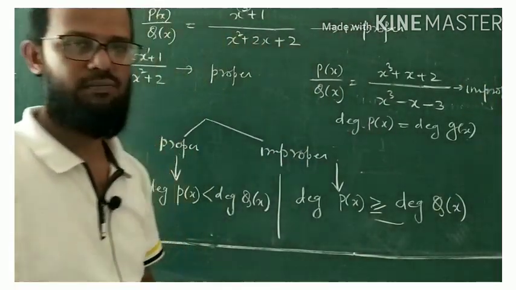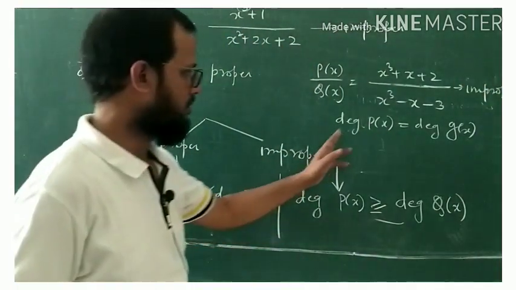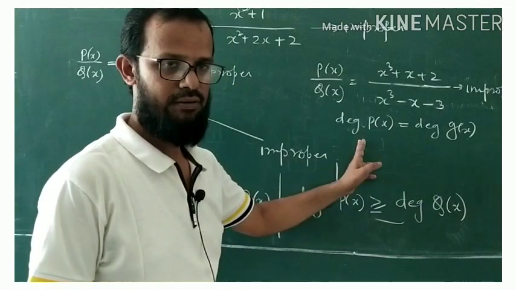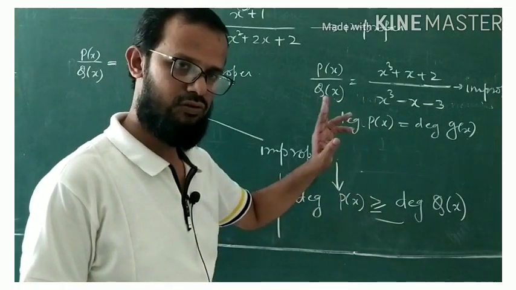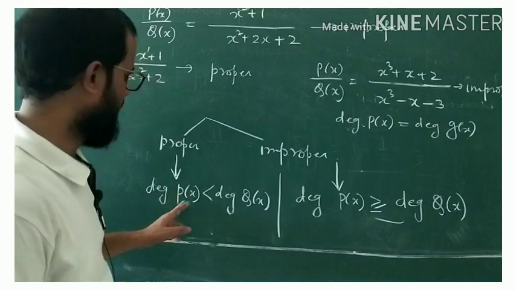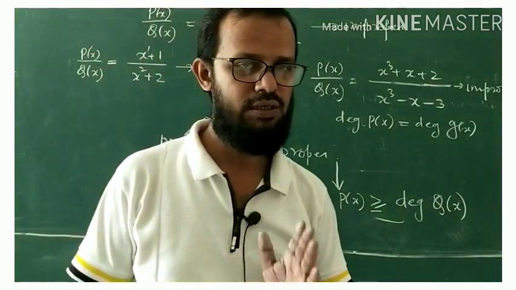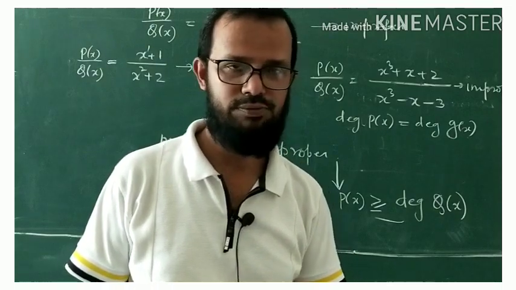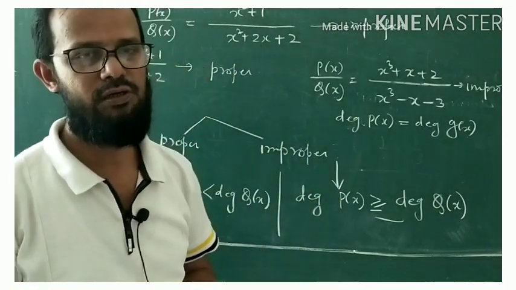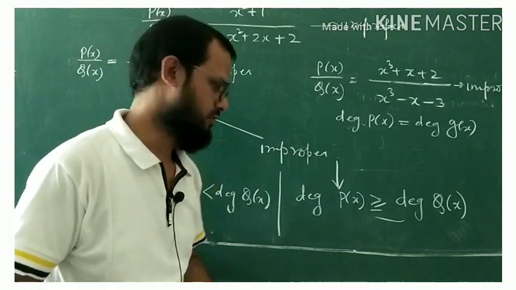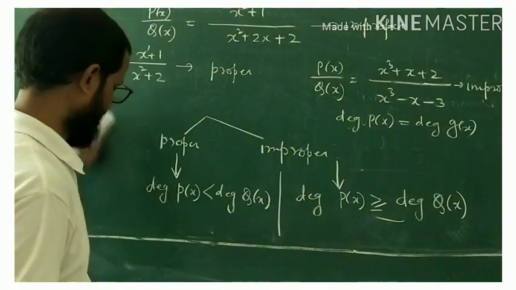It is also improper. When the degrees are equal, it is improper. When the degree of p(x) is greater than the degree of q(x), it is also improper. And when the degree of p(x) is less than the degree of q(x), it is a proper rational polynomial function. So I hope you understand what a proper and an improper rational polynomial function is.